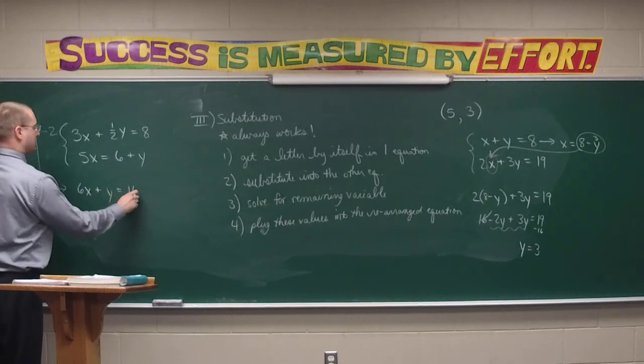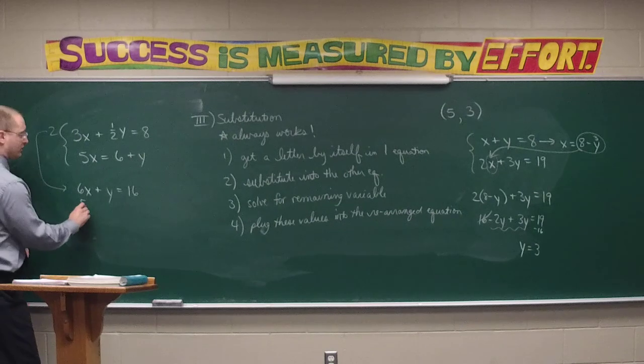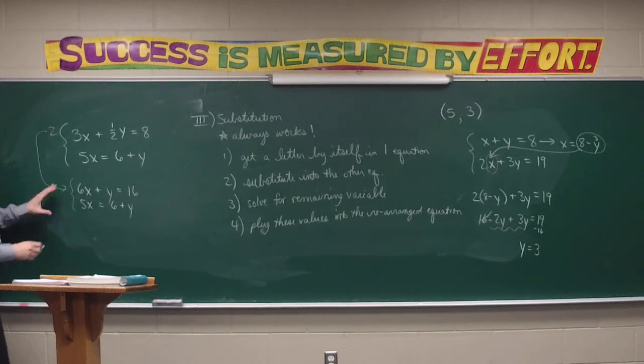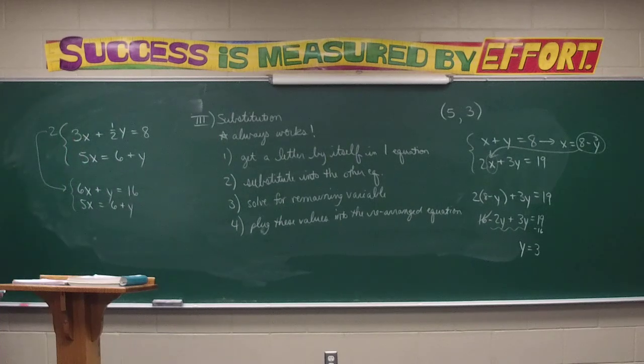6x plus y, that cancels away the fraction, equals 16. And the bottom equation, for now, still says 5x equals 6 plus y. Now notice, I don't have like terms lined up, do I? But I don't care. You don't need like terms lined up in substitution, which is good if you don't even have like terms to begin with, but it's also good if you don't feel like rearranging stuff.